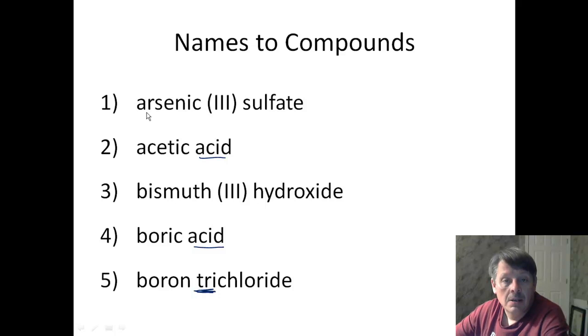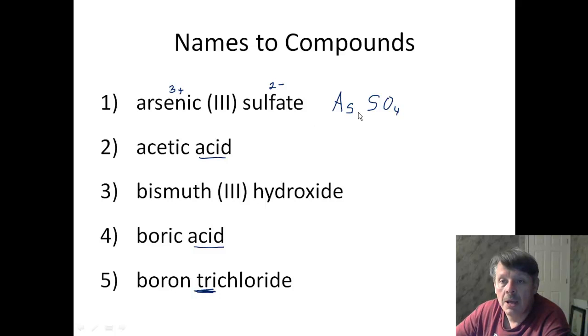Number 1 is ionic. So I have what would be considered to be a metal, which is arsenic, which is As. And I have sulfate, which is SO4. And when I have something that is ionic, I have to balance the charges. So sulfate's a 2- charge, and arsenic is a 3+ charge. So when I crisscross them, I have arsenic 2, sulfate 3.